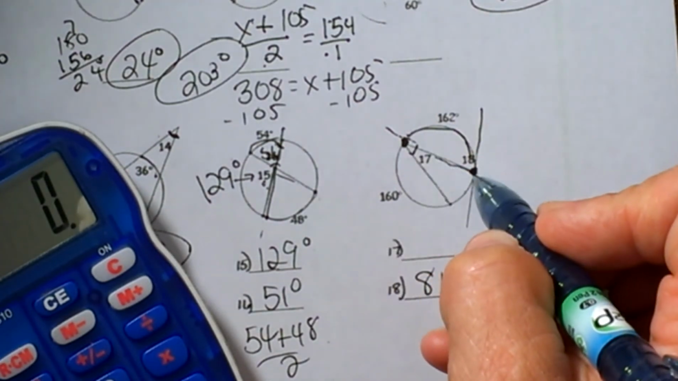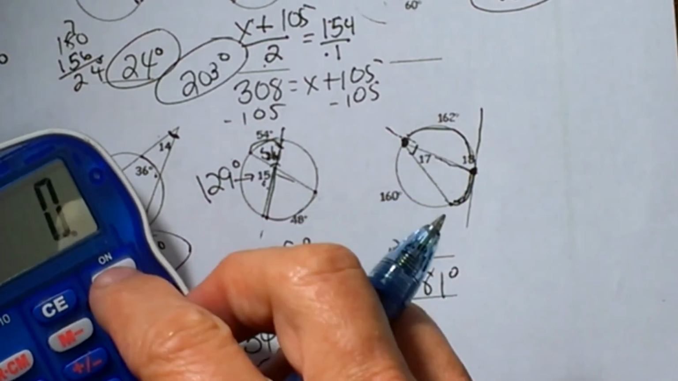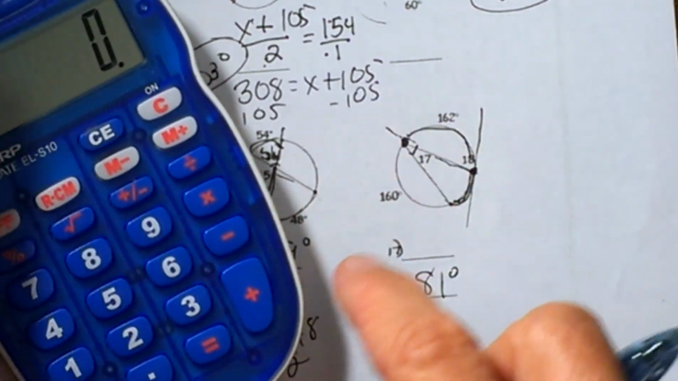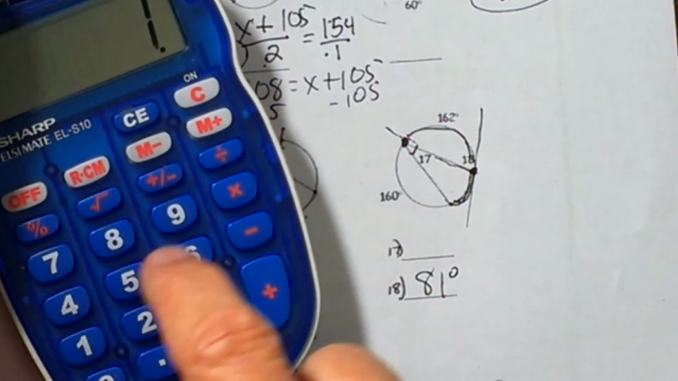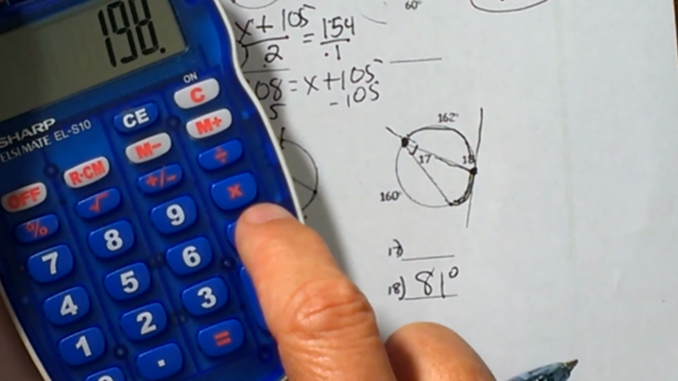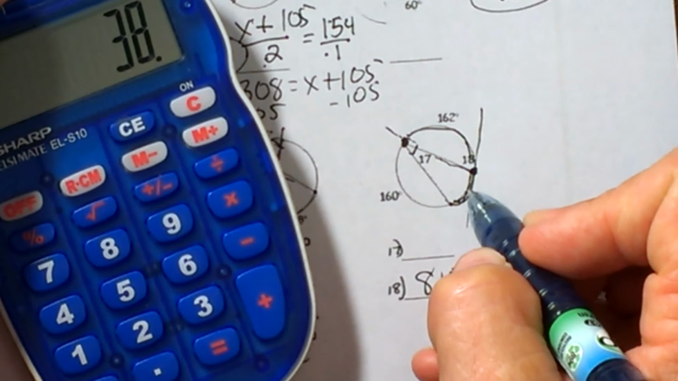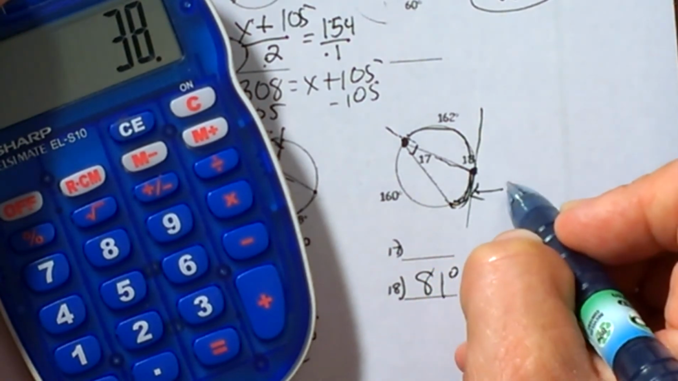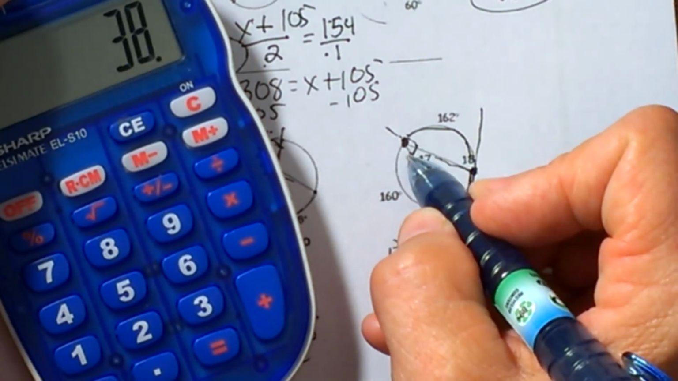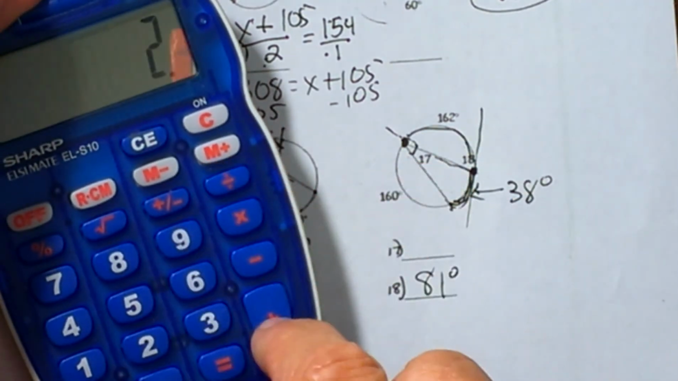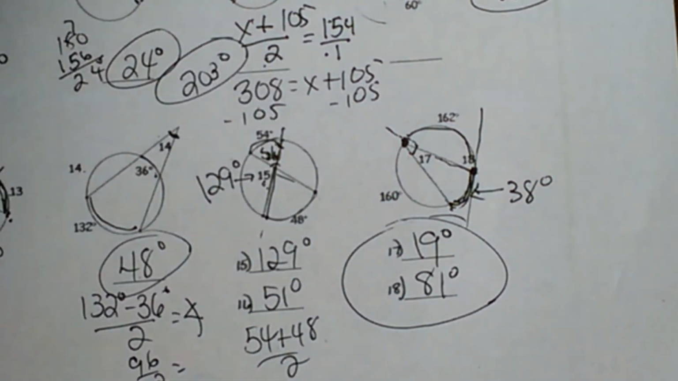And then 17, we don't know this intercepted arc, but we know the rest of the circle. So how many degrees in a circle? 360. So let's take 360, and we're going to subtract 162. And then we're going to subtract 160. That leaves us with 38 degrees for this arc. Now, the angle's not 38, so don't be tricked. What do we have to do to find the angle? You have to take half. So let's divide that by 2. So it's 19 degrees. And there you go. That's how you solve for that one.